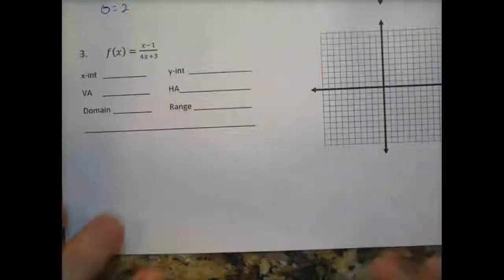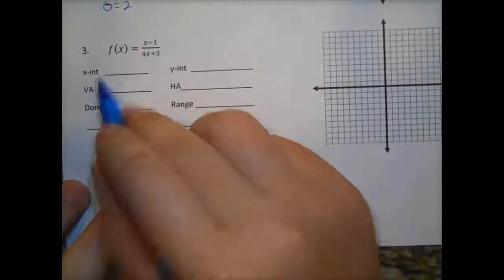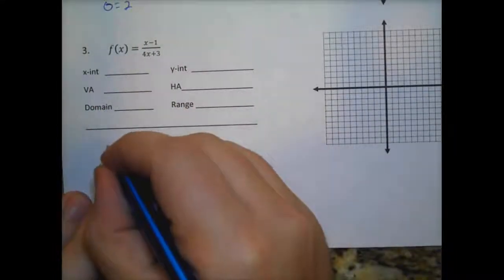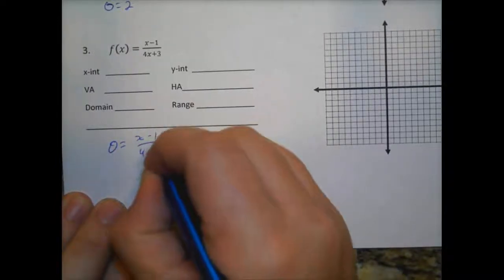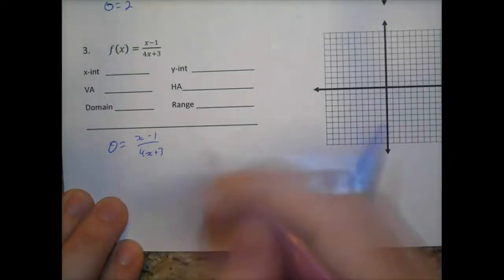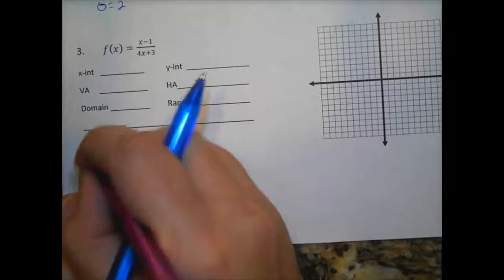All right, same idea, different numbers. So still, for the x-intercept, always set your y equal to 0. So set your equation equal to 0, negative 1 over 4x plus 3. Always the same thing: multiply by your denominator. This time it is 4x plus 3.